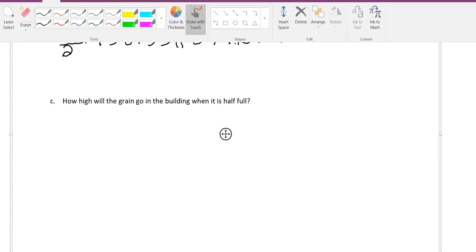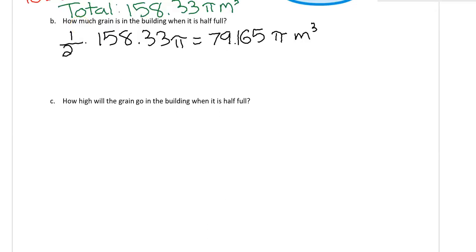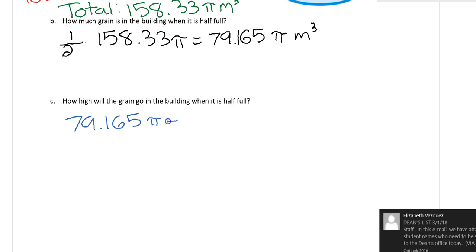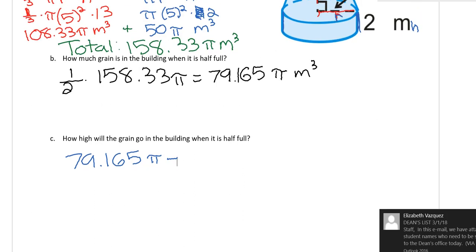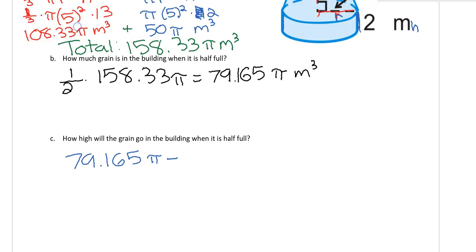So I'm going to do 79.165 pi minus the 50 pi that fills up my cylinder. And I'm left with 29.165 pi, that much grain, meters cubed of grain.